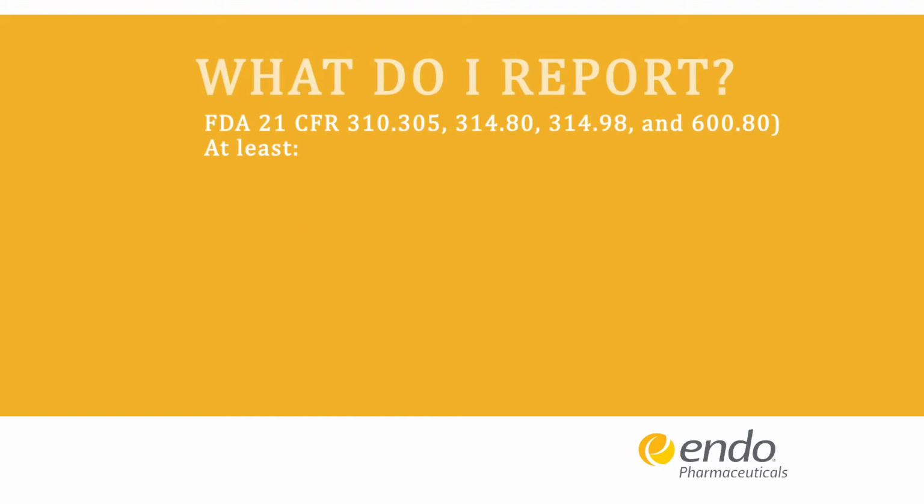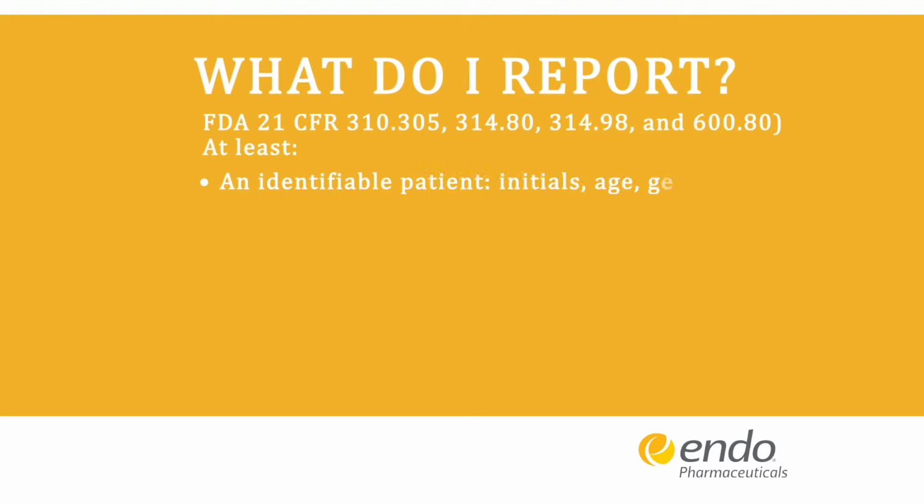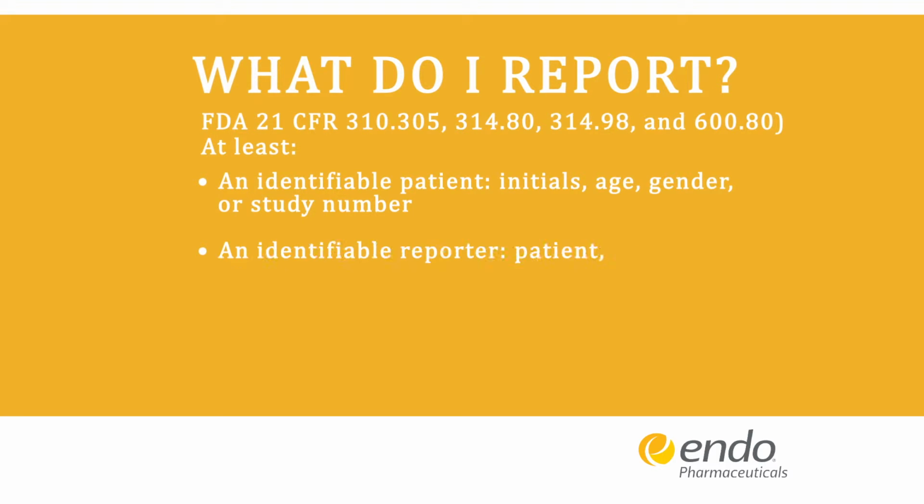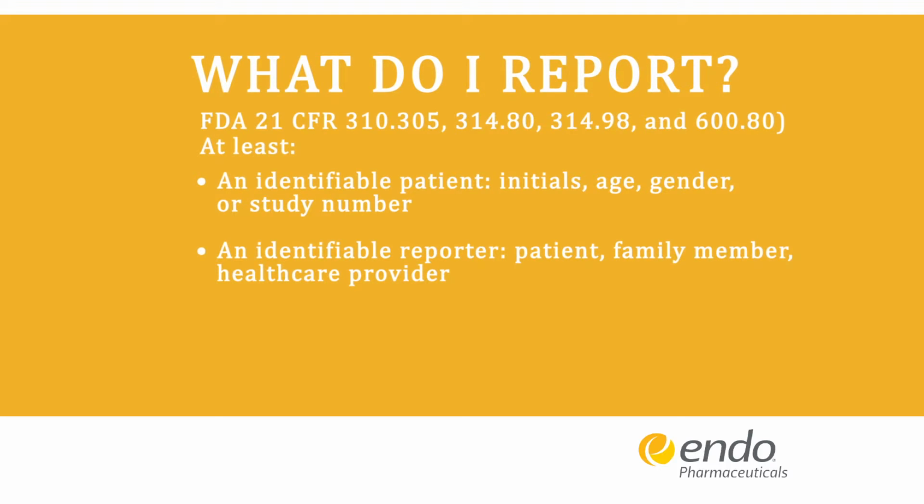What kind of information do you need in order to report an AE or PC? In general, you need 4 pieces of information. An identifiable patient, which means you have at least some idea if it's a male or a female, or an age, or something similar. An identifiable reporter. The patient told you, or a family member told you, or you heard it from a healthcare provider.